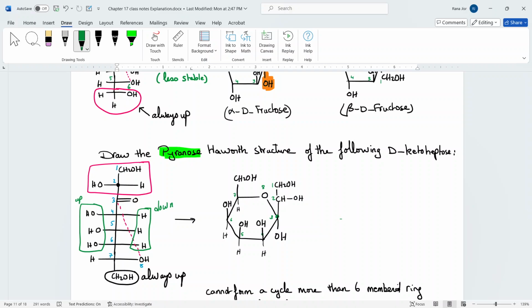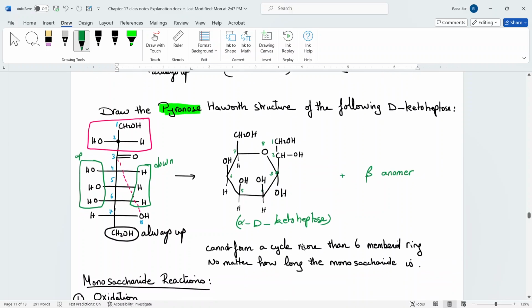Of course, plus the beta anomer. The beta anomer is the same thing, but here you have to reverse it. So the OH is going to be up and that whole group is going to be down. This is called the alpha, it's a D, and it's a ketoheptose. So it's a keto and it is a heptose.